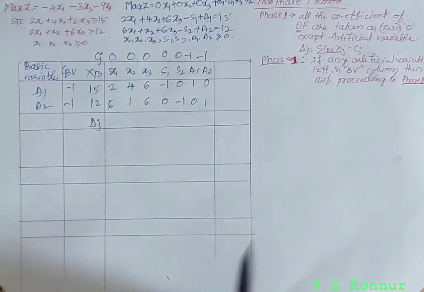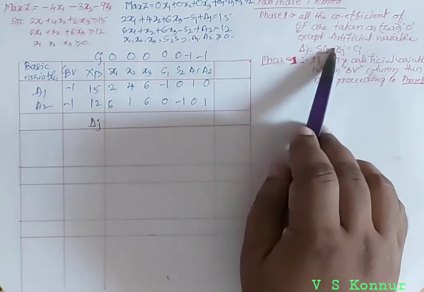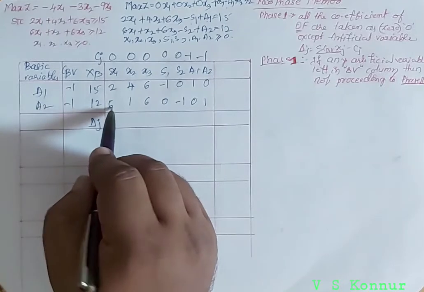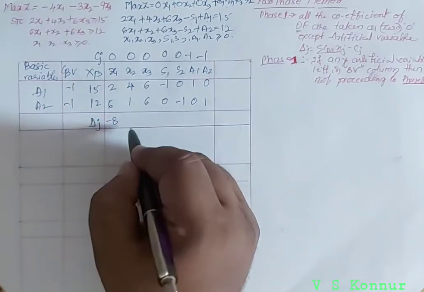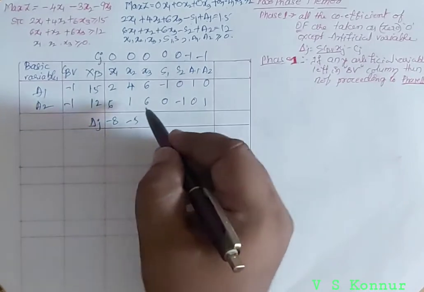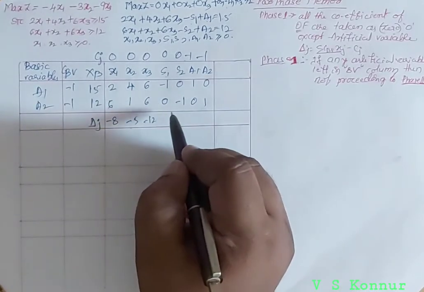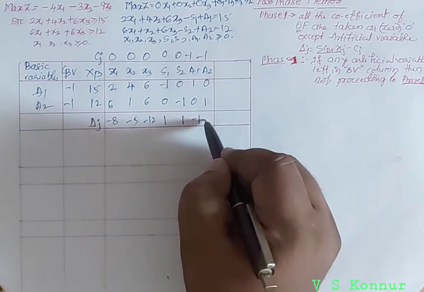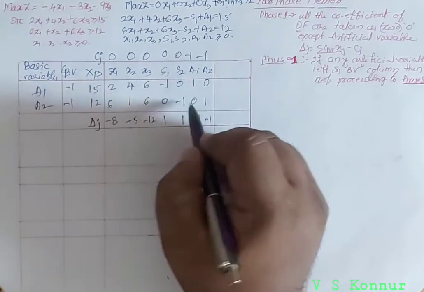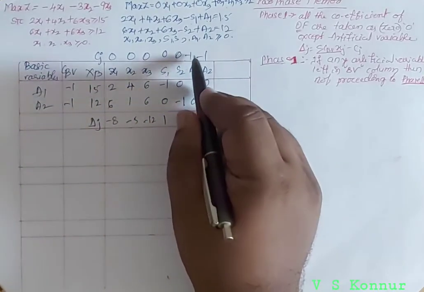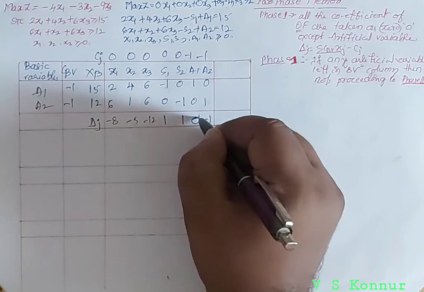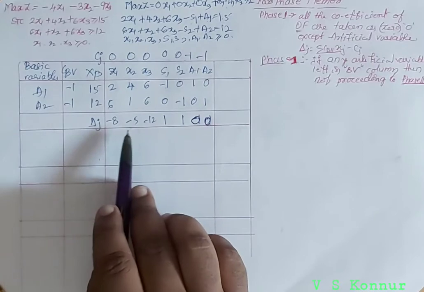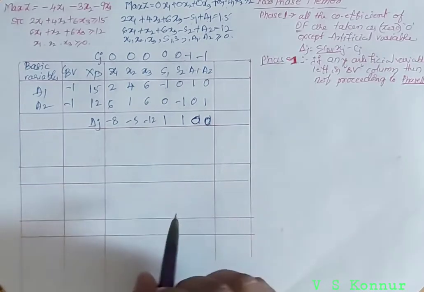Delta j is calculated by using the formula CB times xj minus cj. Now minus 1 into 2 is minus 2, minus 6, so it is minus 8. In the same way, minus 5, and the cj's are zeros, so I am directly writing. Minus 12 plus 1, so plus 1. Minus 1 into 1 is minus 1, minus of minus 1 is plus 1, so we get 0 here. So these two will become 0. So minus 8, 5, minus 12, 1, 1, 0, 0 are the answer.